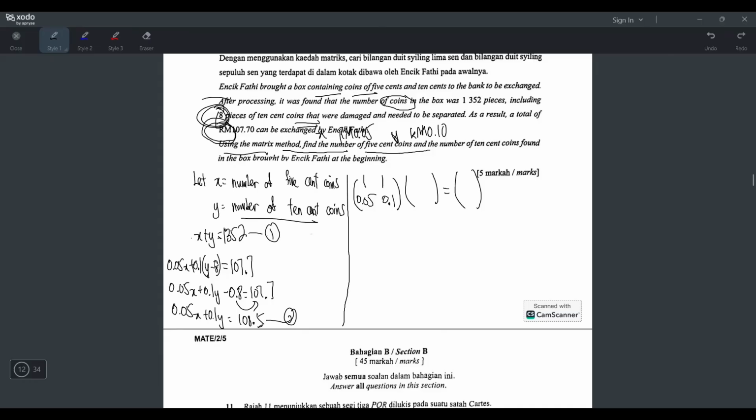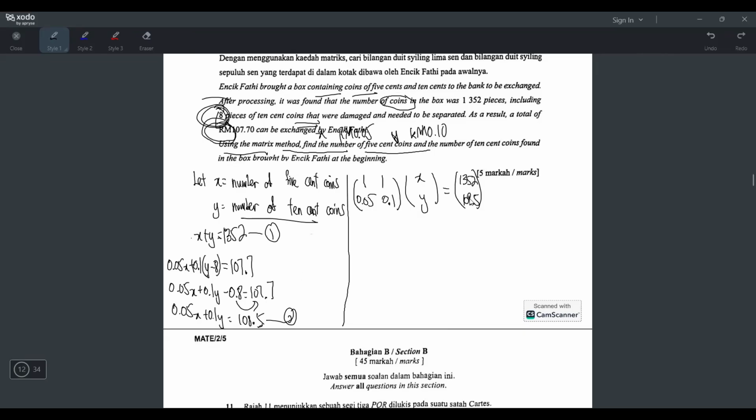Okay, so that is why it's important to arrange it nicely first. Then you can write x, y equals the number. Okay, what about the second bracket? In the second bracket, you have to write the unknowns. The unknowns for this are x and y, right? So x, they write first, so I place it on top. y, they write afterwards, so I write it at the bottom. And then for the answer here, it will be 1352 and 108.5.